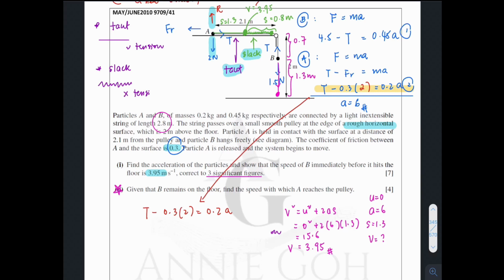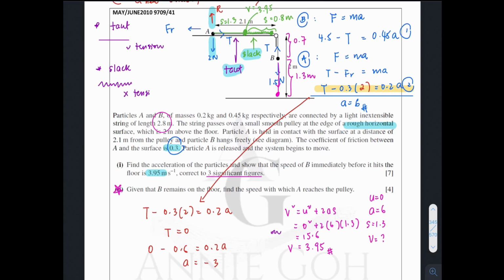Since we are looking at this part, A is moving towards this side with the string slack, which means there's no more tension in the string. So we substitute T equals 0, zero tension, to find the new acceleration. We have 0 minus 0.6 equals 0.2a, and hence a is negative 3, a deceleration, which means particle A goes slower and slower to reach the pulley. Now we can find the final speed when A reaches the pulley.